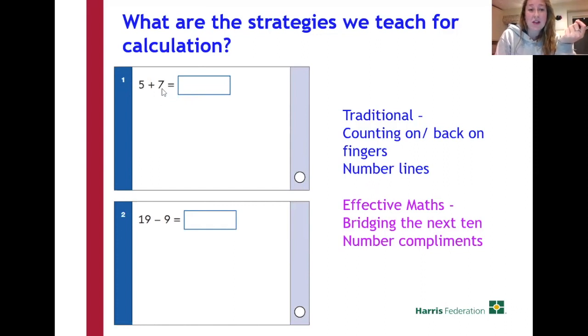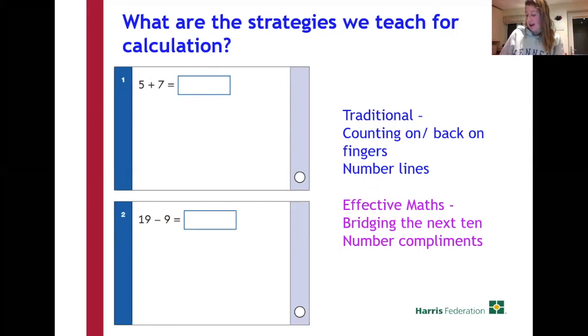So for 5 plus 7, they would know, well, 7 is made up of lots of different number complements, because in year 1, I learned my number bonds to 7. So it could be made up of 6 and 1, or 5 and 2, or 4 and 3. So I'm thinking that if I'm going to add 5 plus something to get to the next 10, I'm going to break my 7 into 5 and 2. So I know that 5 and 5 make 10, and 2 more makes 12. And that would be a really efficient way to be able to count on to the next 10 and then bridge the next 10. And that's one of the strategies we would teach.